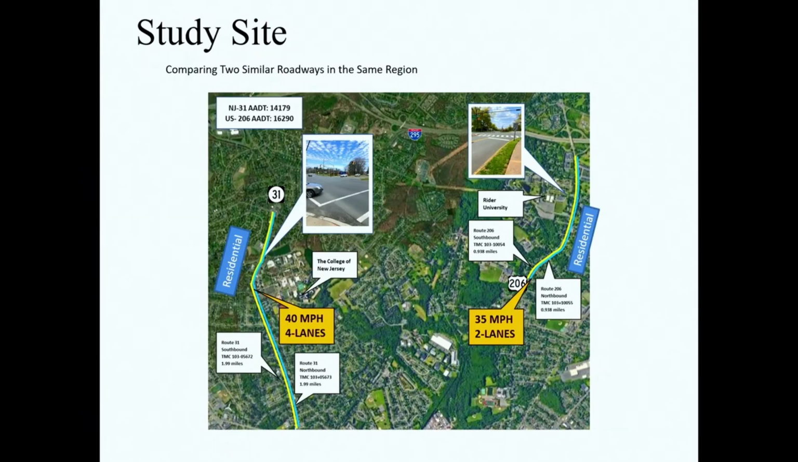In addition, we have NJ31, the AADT is 14,000, whereas 206 is 16,000. And that's a really good point to be made because there's more traffic traveling on 206 comparatively. And so that's something that was kind of surprising. I thought it was going to be the opposite.